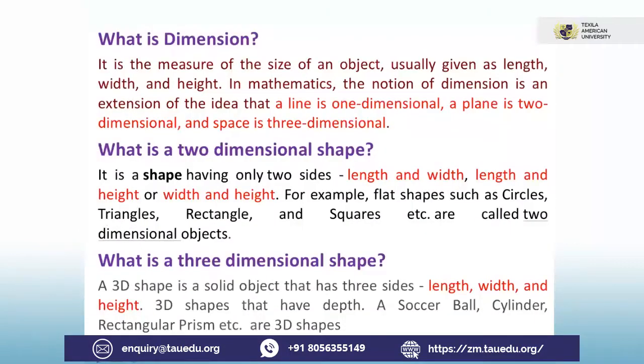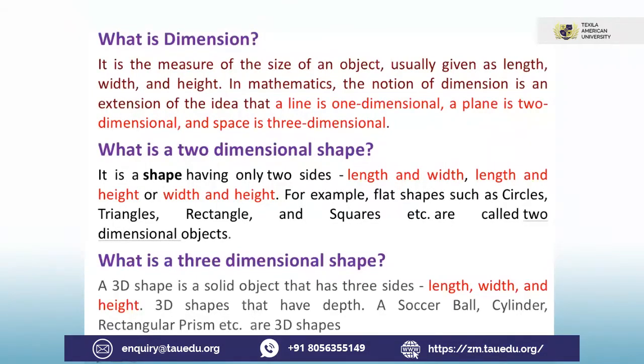But before we enter any segment of the session, we need to understand what some terminologies are. For example, what is a two-dimensional shape? What is a three-dimensional shape? And what is a dimension itself? A dimension is the measure of the size of an object, usually given as length, width, and height. In mathematics, the notion of dimension is an extension of the idea that a line is one-dimensional, a plane is two-dimensional, and space is three-dimensional.